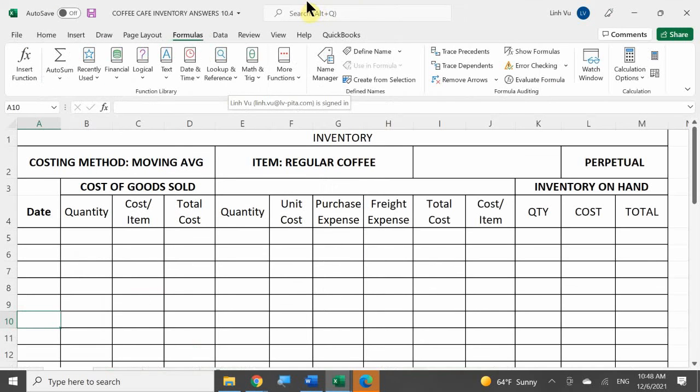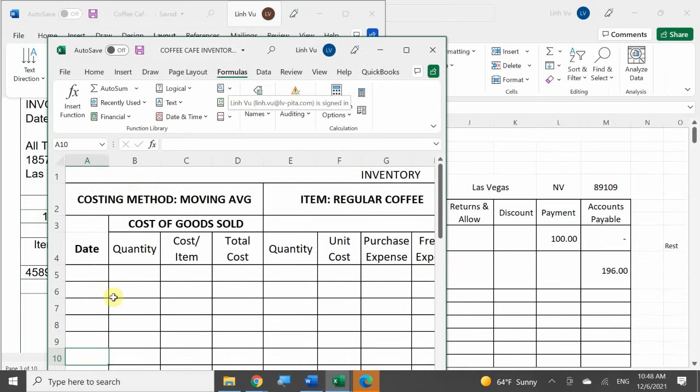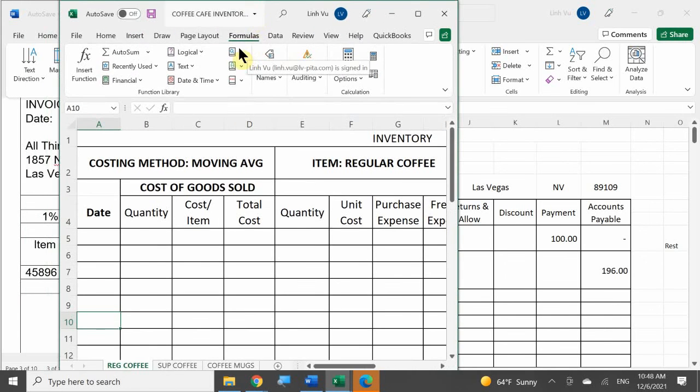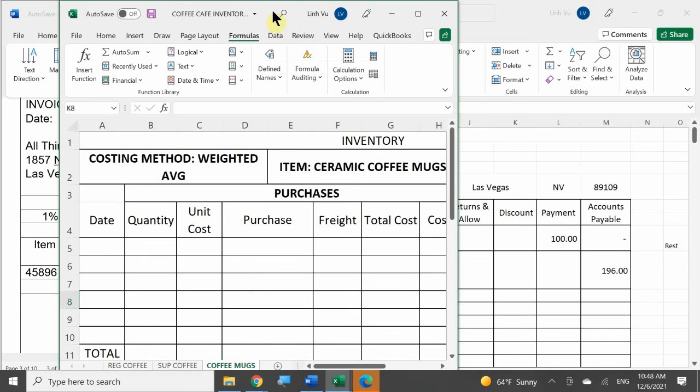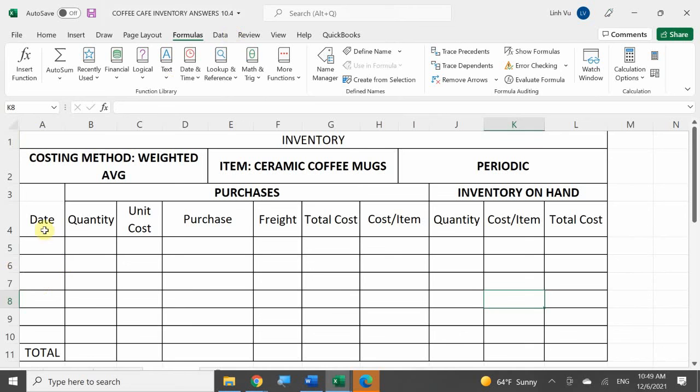So down here I have 3 worksheets in here. I have my regular coffee, supreme coffee, and my ceramic coffee mugs. Okay, so there you go. Now I need to fill out the date that I received my coffee mugs. In this case, I received them on June 10.